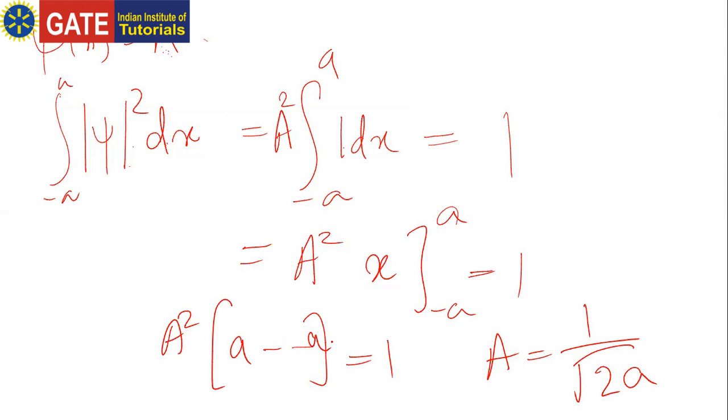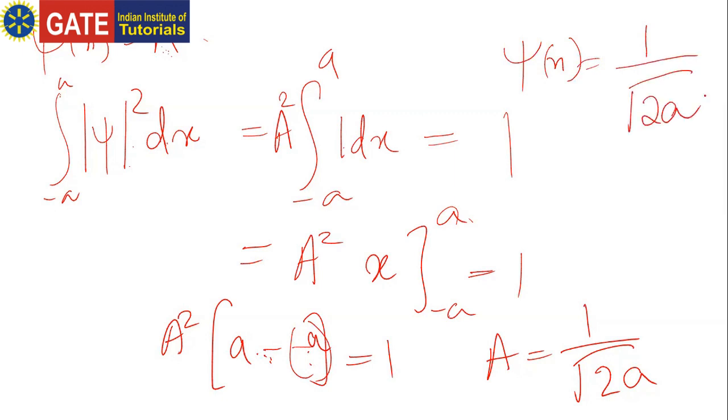Don't make a mistake while finding the normalization constant. Substitute the upper limit a minus the lower limit minus a: a plus a, 2a. So 2a into A square equal to 1, A equal to 1 by root 2a. Therefore, psi of x, our wave function, will be equal to 1 by root 2a.